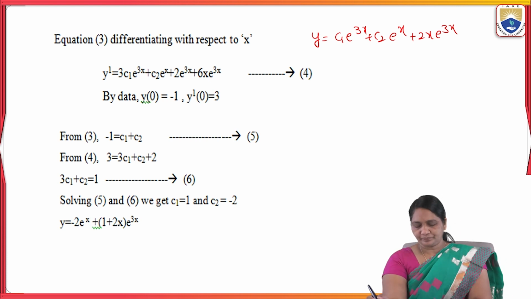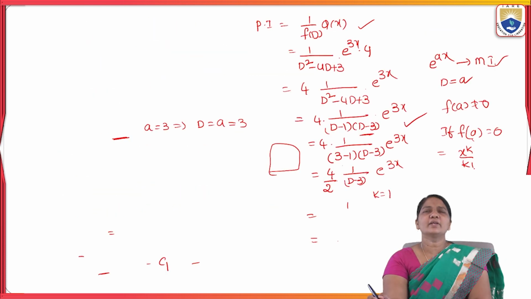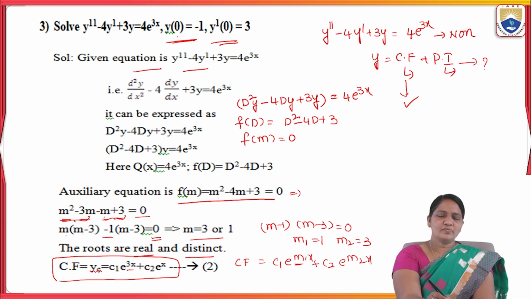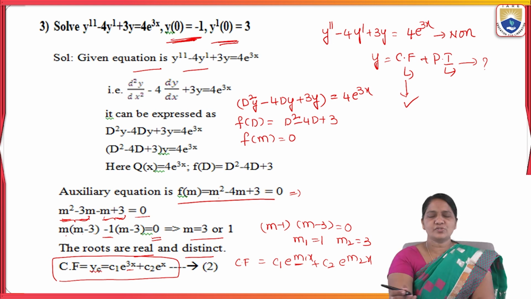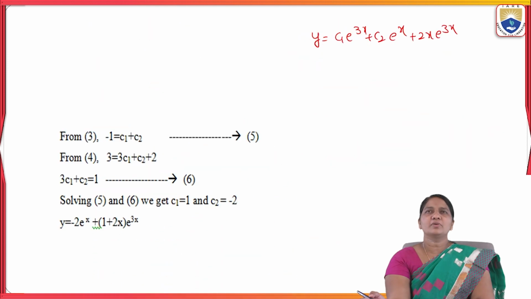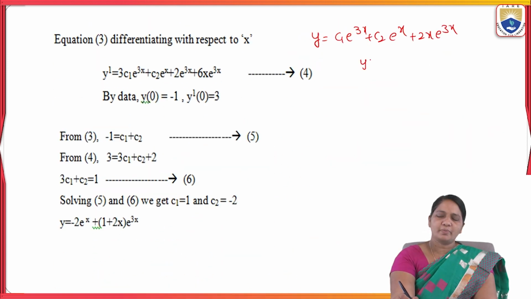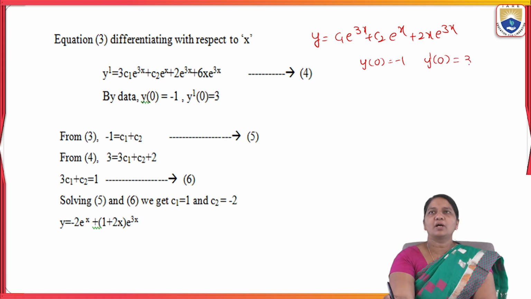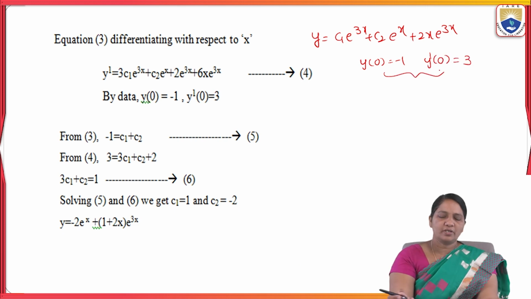So what are the conditions given in the problem? y of 0 equal to minus 1, and y dash of 0 equal to 3. By using these two conditions, we are going to get the values of C1 and C2.